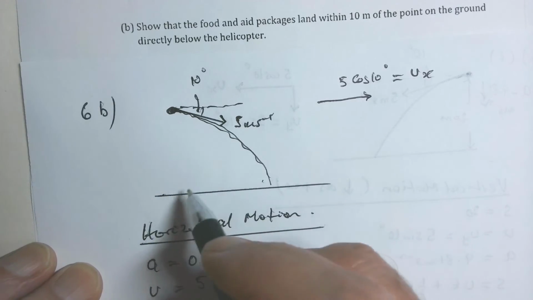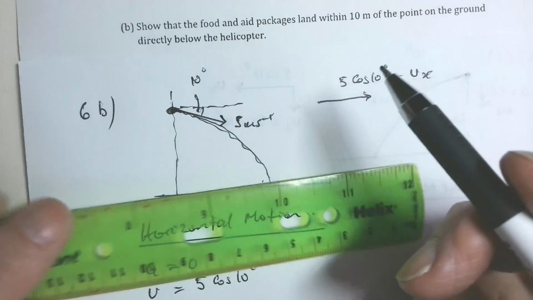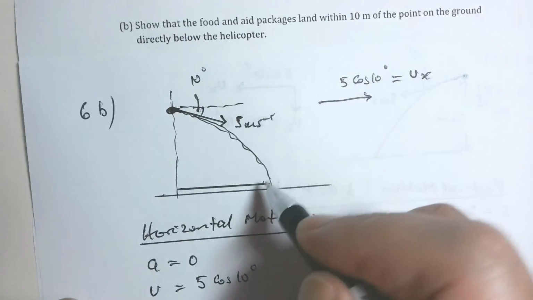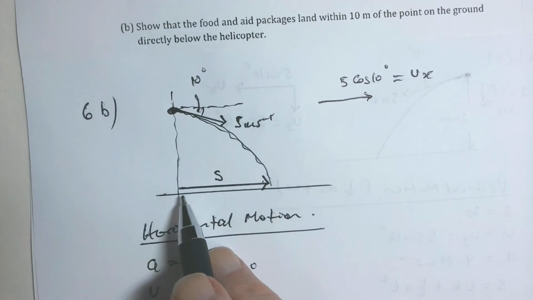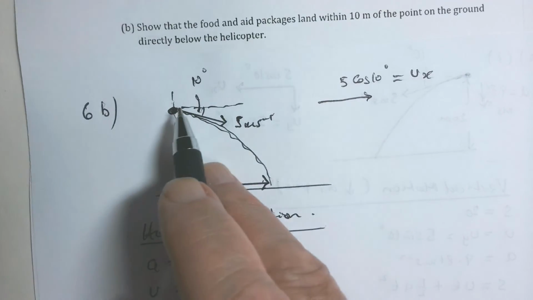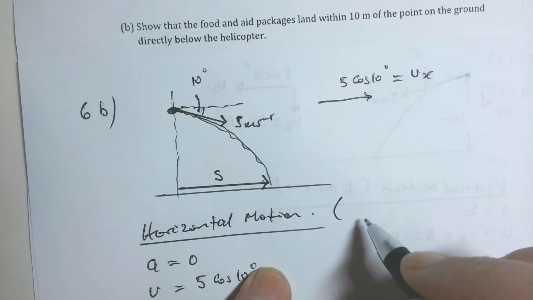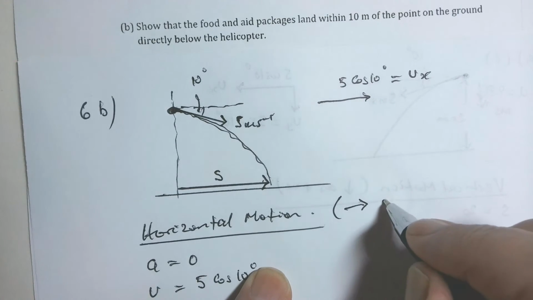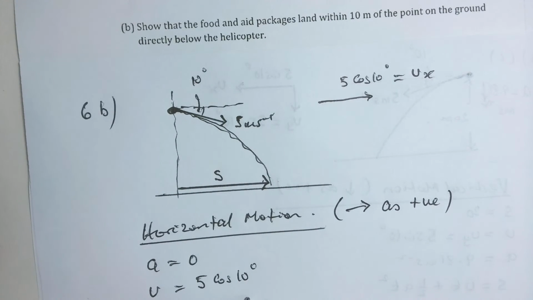The distance is what we want to find, and that's the distance from the point immediately under the helicopter. So we want to know what s is. So s now becomes this displacement, and we're going to give that a positive. We're treating our motion to the right. All of these are going to be in the positive direction. So I'm just going to tell the examiner that I'm treating the direction to the right as positive. So a is 0, u is that.